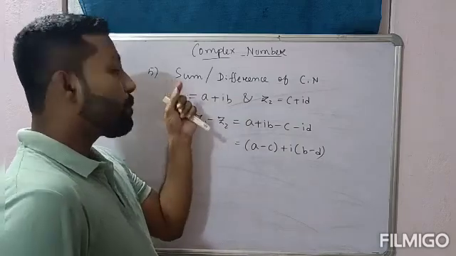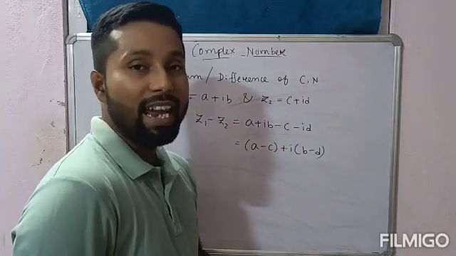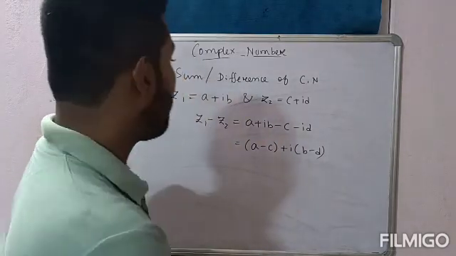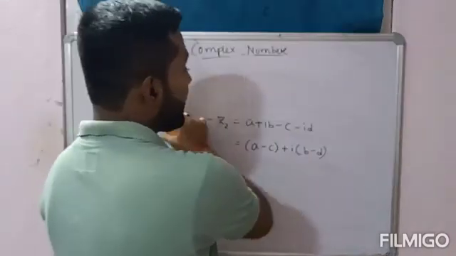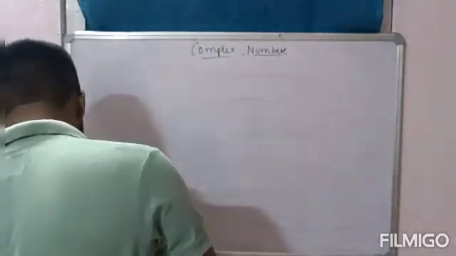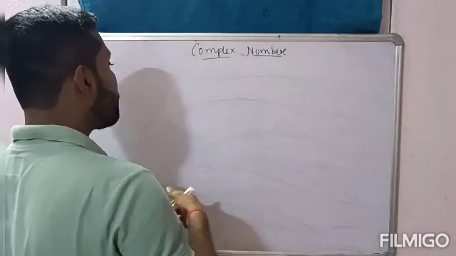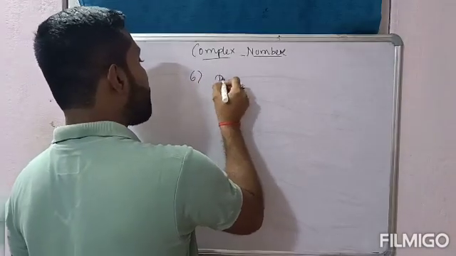Alright, so this is property number 5, sum and difference of two complex numbers. Next, number 6, product of two complex numbers.